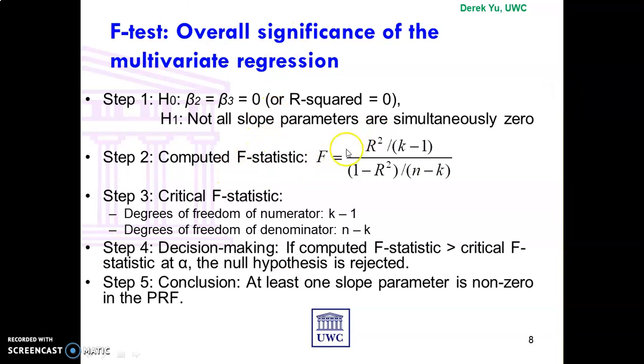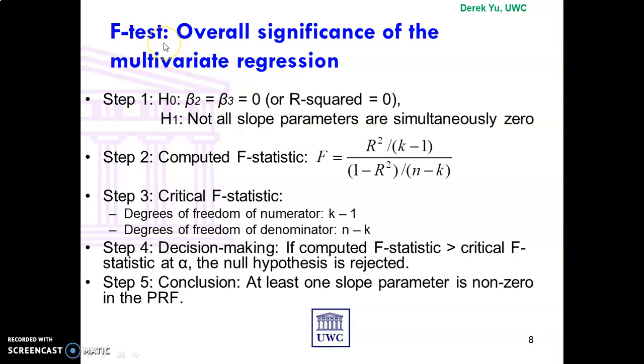Computed F statistic, the equation is given to you in the formula sheet. It's quite simple. Critical F stat: when you look for the degrees of freedom, there are 2 degrees of freedom. Degrees of freedom of the numerator is hiding here, k minus 1. Degrees of freedom of the denominator is here, m minus k. If computed F stat is greater than critical F stat, we reject the null hypothesis, which is good news.